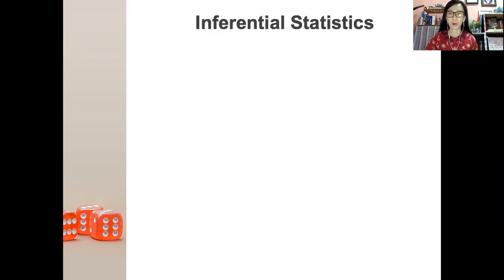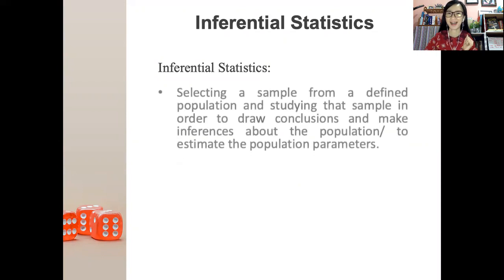Earlier in this course, we talked about two different types of statistics based on their functions, right? The first one is descriptive statistics that you have learned before the midterm. And then the second one is inferential statistics. So what is inferential statistics? From the term, you know that the function is to infer, right?